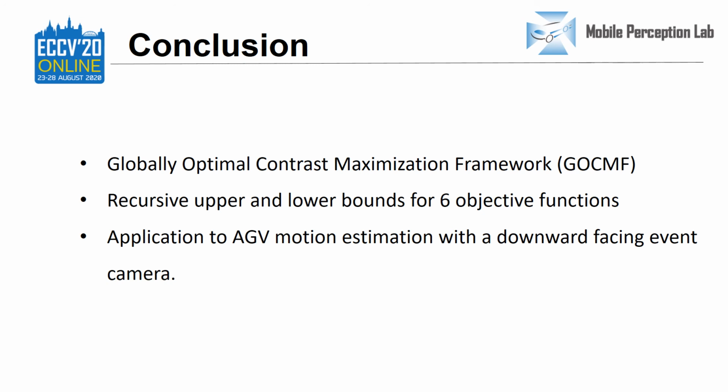To sum up, we first introduced our globally optimal contrast maximization framework and explained how to recursively and efficiently calculate the upper and lower bounds. Then, we applied it to the AGV motion estimation with a downward-facing event camera, for which recorded events experienced a frontal parallel motion in front of noisy, fast-moving ground textures. Our experimental result demonstrates its accuracy and robustness against several alternatives.